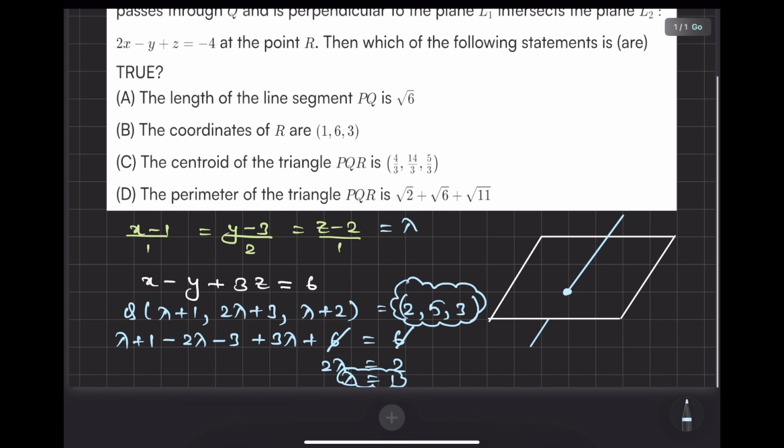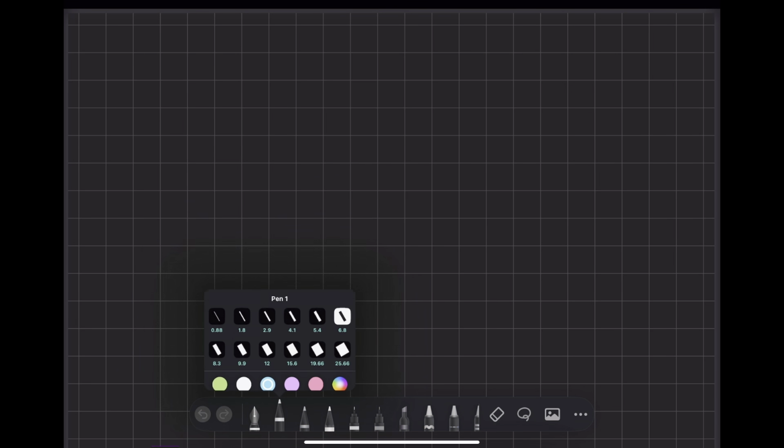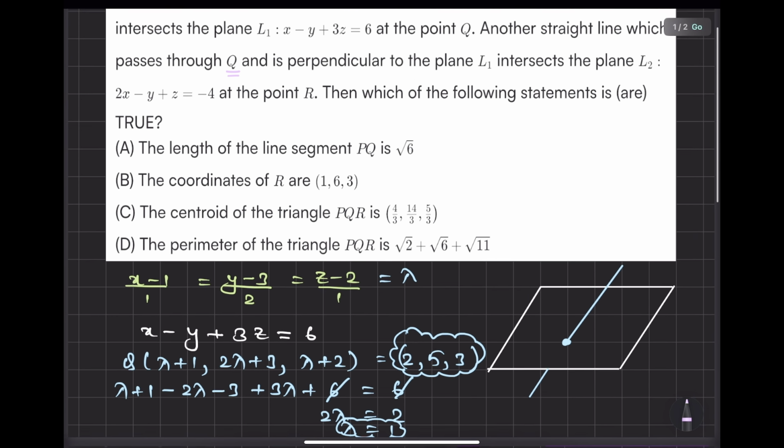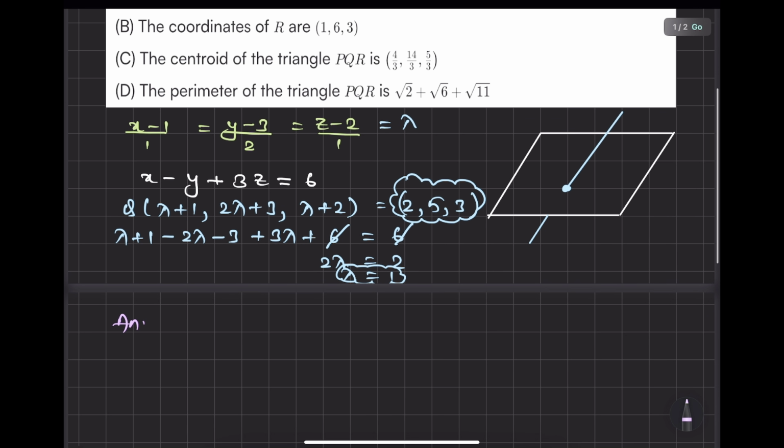Okay, now another straight line which passes through Q. So there is another straight line which will pass through Q. You know that to write down the equation of a line we need a point and we need a vector. So it passes through Q, so it will satisfy Q. So x minus 2 equals y minus 5 equals z minus 3. So this is the point.